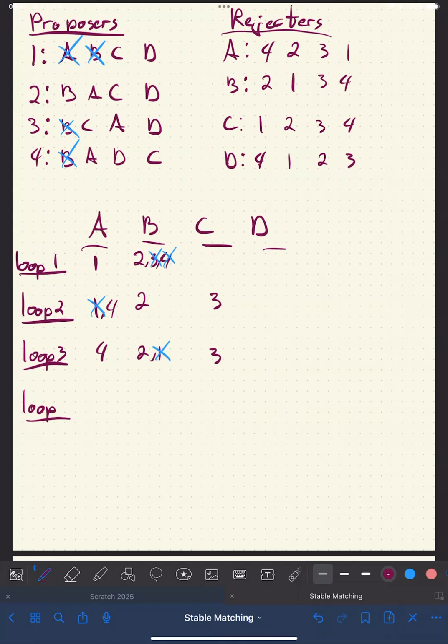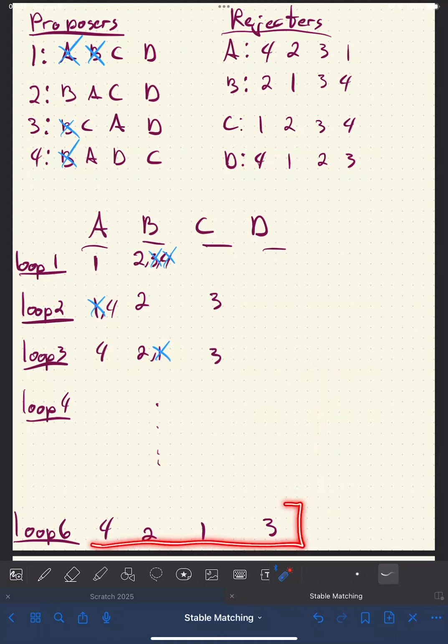And again, the first thing that has to happen is 1 has to go ahead and propose to C, and so on. So we're not going to go through this whole thing, but it is good to know that there are 6 loops. And at the end of the day, let me move this. At the end of the day, we end up with 4, 2, 1, and 3 gets all the way over there. So I would suggest, if you haven't done this, to just work through loops 4 and 5, just to make sure you get to loop 6 correctly.